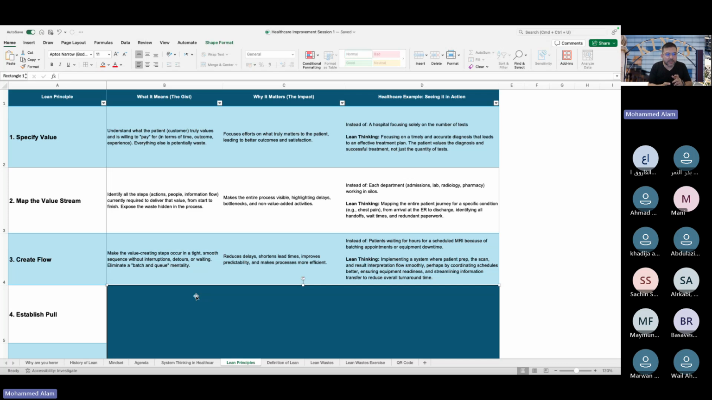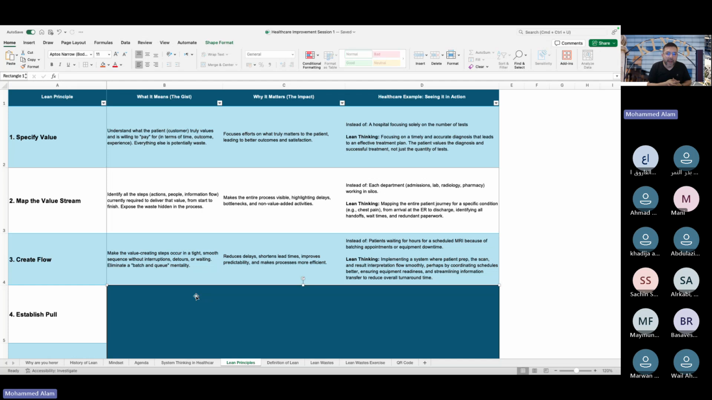So the third principle is create flow. Make the value creating steps occur in a tight, smooth sequence without interruptions, detours, or waiting. Eliminate batch and queue mentality. I'll explain batch and queue. I think it is very easy to understand from another industry example.